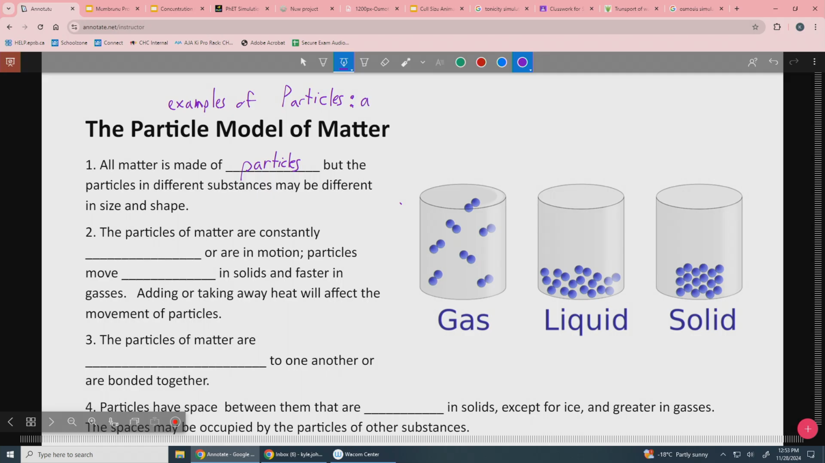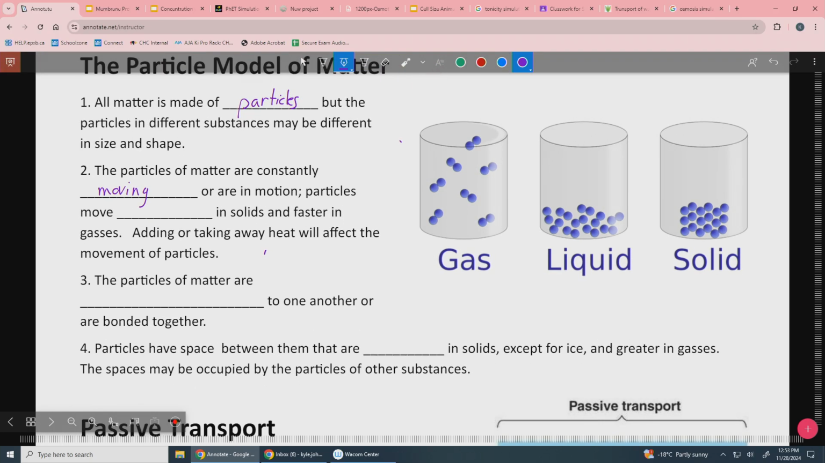These could be atoms, ions, molecules. These are particles. All matter is made of particles. The particles of matter are constantly moving. They're in motion. Particles move slower in solids and faster in gases. Adding or taking away heat will affect the movement of particles.